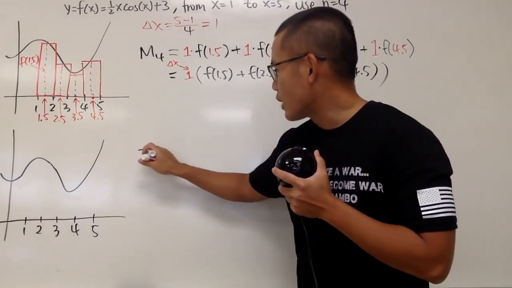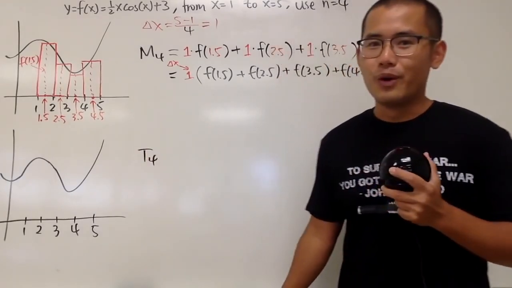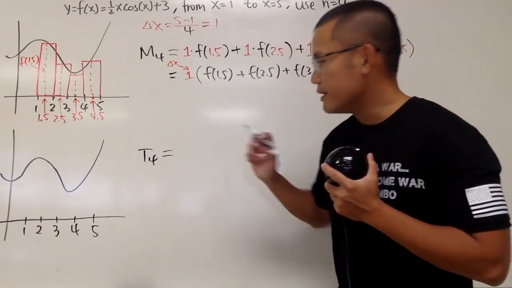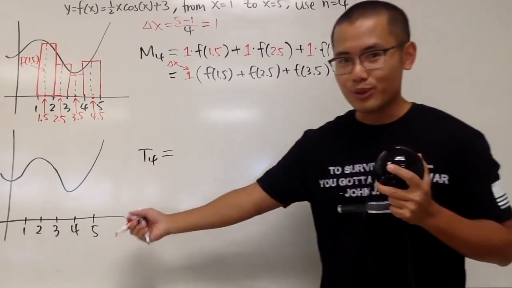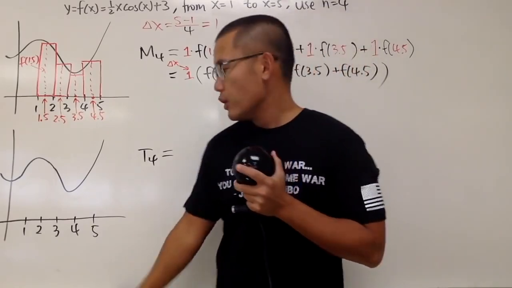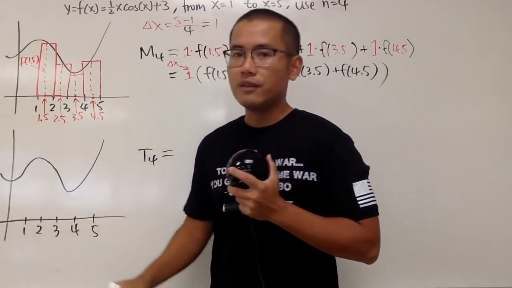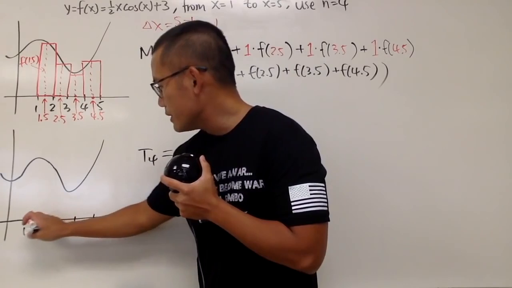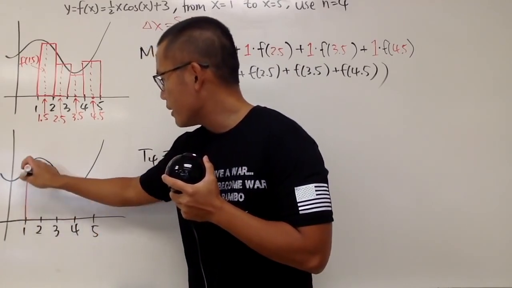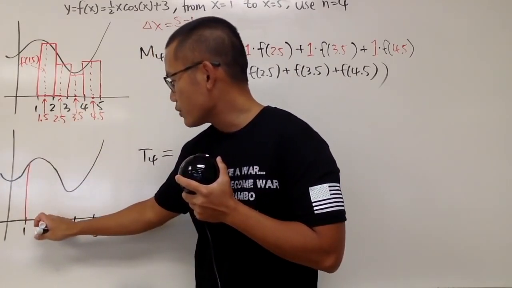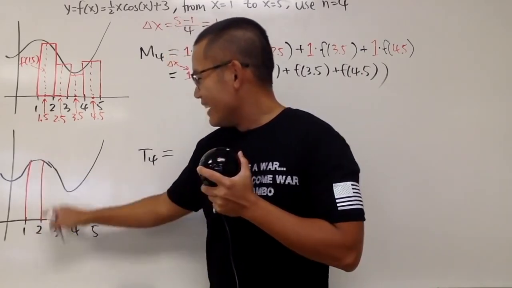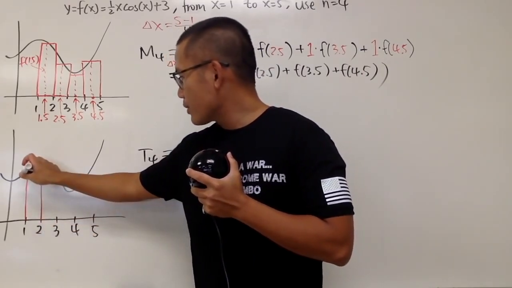But let's look at the trapezoidal rule when n is equal to 4. Well, this right here is equal to, we have to draw trapezoids now. To do this, we'll be using the endpoints of each interval. For this one, we'll be using 1. We go up, hit the curve, and likewise, we also go to 2. Go up, you draw this, and then you're going to connect the endpoints.